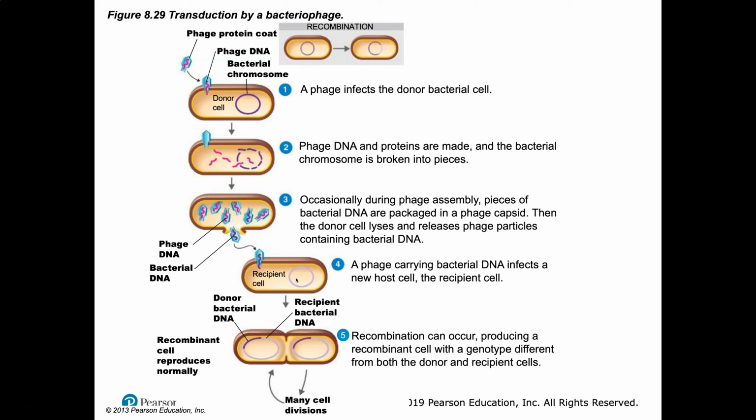So transduction by a bacteriophage: infect the bacteria, breaks down its chromosome, makes new viruses. Sometimes the DNA that's been broken down in the bacterial chromosome gets incorporated into the virus instead of viral DNA, and they accidentally transmit that to a new host. Easy enough.